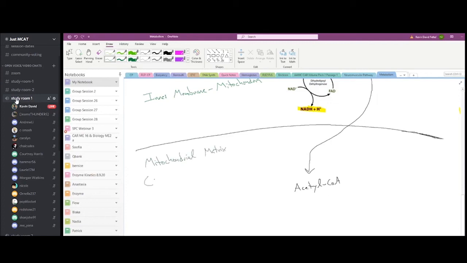Another way to say this is, if we think about the endosymbiotic theory, what does the endosymbiotic theory say? Isn't it something about mitochondria and bacteria? Yeah, mitochondria are basically ancestral bacteria. At some point, eukaryotic cells engulfed a bacteria that could do aerobic respiration.